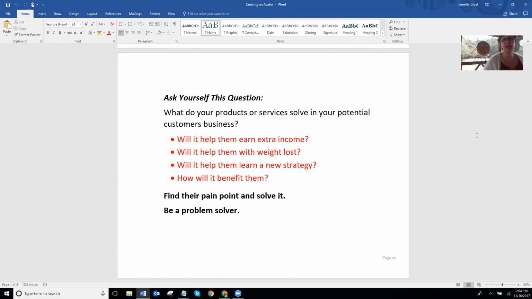Are you in a product or a strategy? Will this help them solve a strategy like lead generation or copywriting? Or what benefit can you solve? Okay, that's what you're looking for, and you have in your mind the idea of how you can solve these problems for your customers.